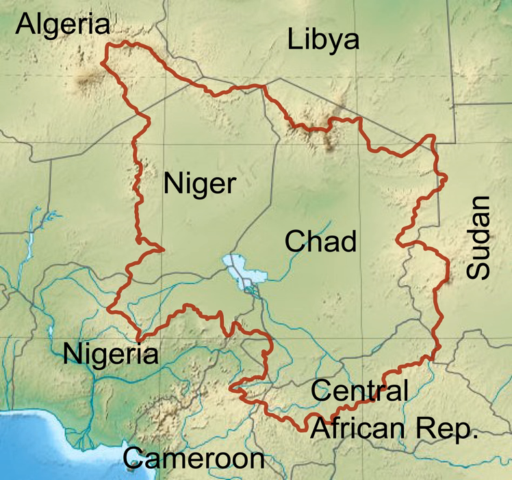They converge to form the Yobe, which defines the border between Niger and Nigeria for 300 kilometers (190 miles), flowing into Lake Chad. About 0.5 cubic kilometers (0.12 cu mi) of water reaches Lake Chad annually. Construction of upstream dams and growth in irrigation have reduced water flow, and the floodplains are drying up.